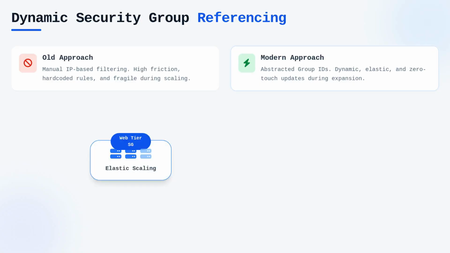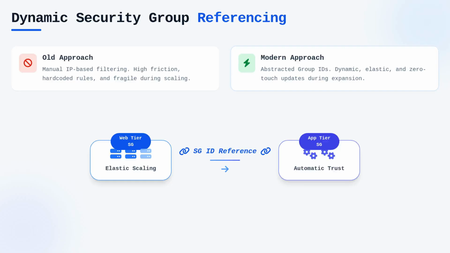Imagine you have a web tier and an application tier. Instead of hard-coding the IP addresses of your web servers into the application server's security group, you simply create a rule that permits traffic originating from the web server's security group ID. As new instances are added to the web tier, they automatically inherit the security group tagging and are immediately trusted by the application tier, ensuring that your security configuration remains dynamic and consistent.